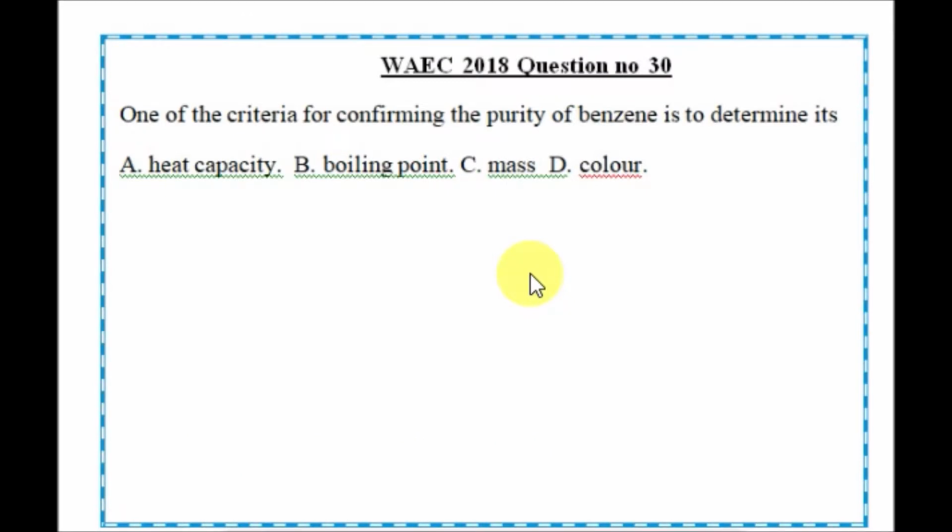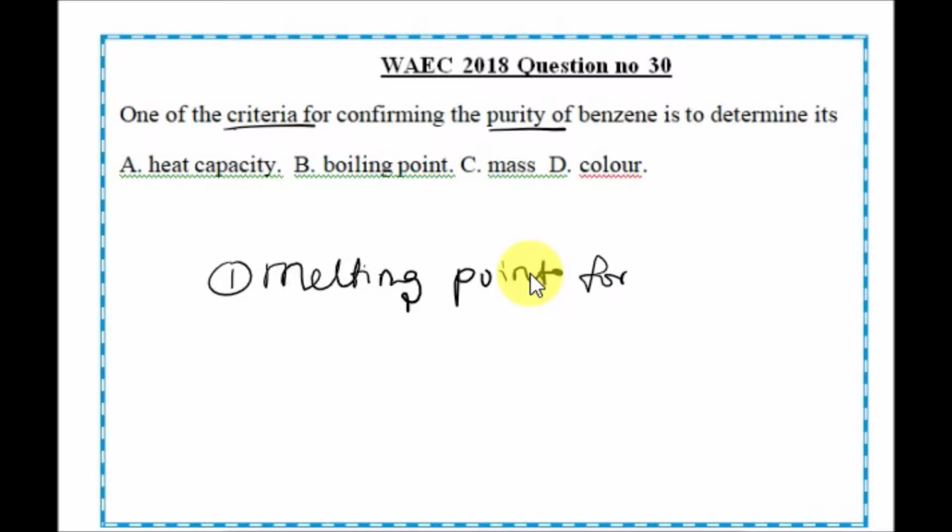Now, whenever you hear the word criteria, and whenever you hear the words for confirming purity, there are three major criteria that are used in confirming purity. Number one is what we call melting point. All pure substances melt at a particular temperature. They melt at a fixed temperature, so their temperature must be accurate. So you use melting point for solids.